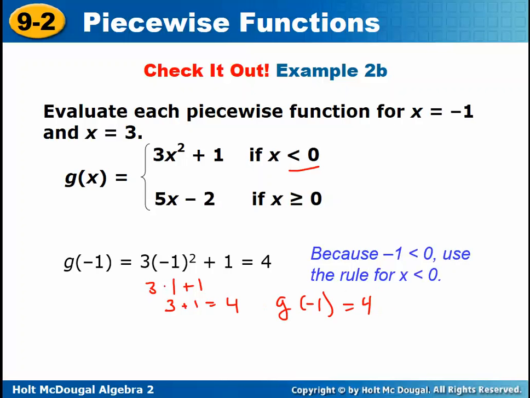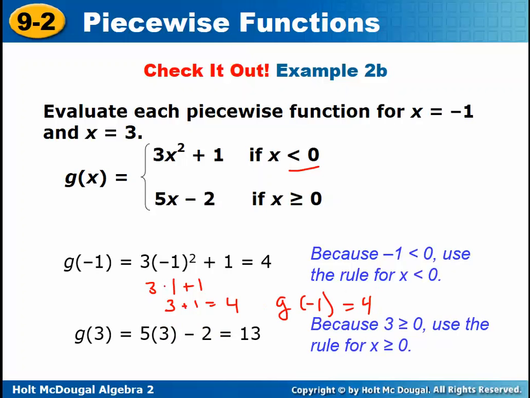Our answer is 4. For 3, we'll plug that one into the second part because it's greater than or equal to 0. So we'd have 5 times 3, which is 15, minus 2, and that's 13. So that means that g of 3 is equal to 13.